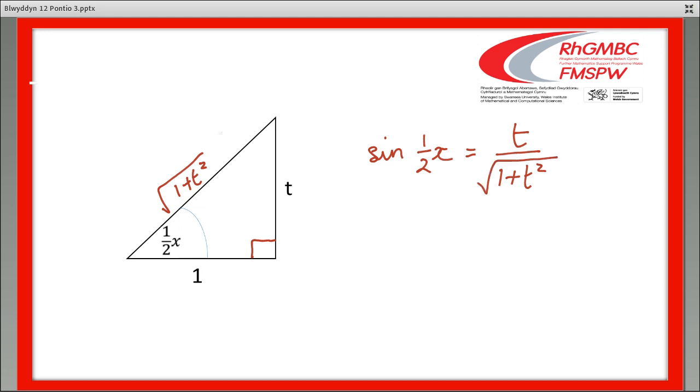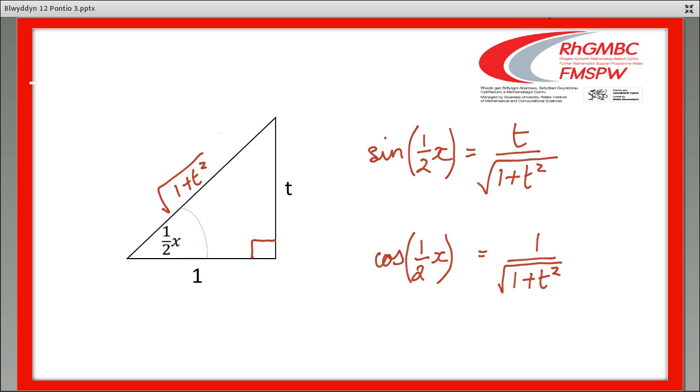And then we can do a similar thing for cos half x. I should really put brackets around these. Makes it a bit clearer. And that equals 1 over the square root of 1 plus t squared. Don't forget the squared. So we can do that, and that's based on work that we've done in year 8, year 9, year 10, the Pythagoras theorem and the trigonometry. So we can build that picture up.